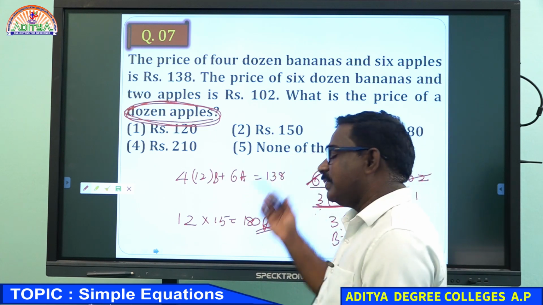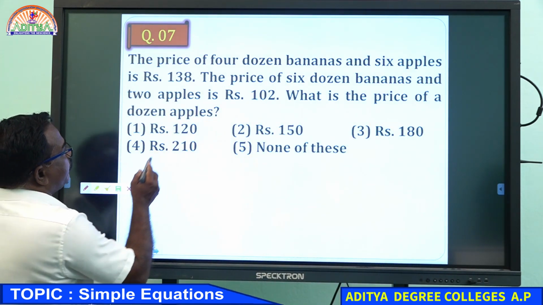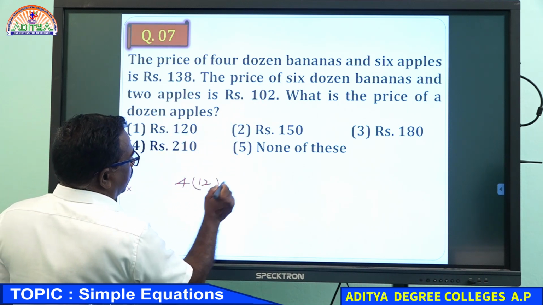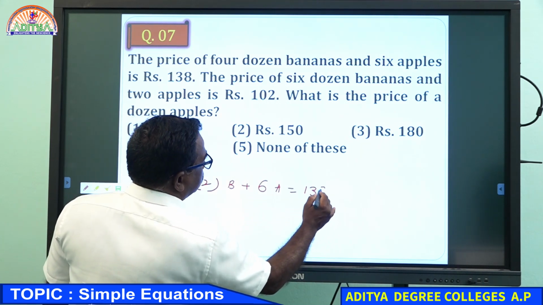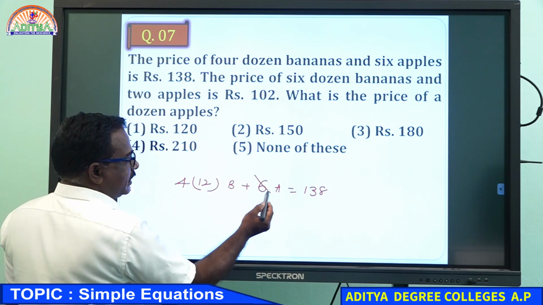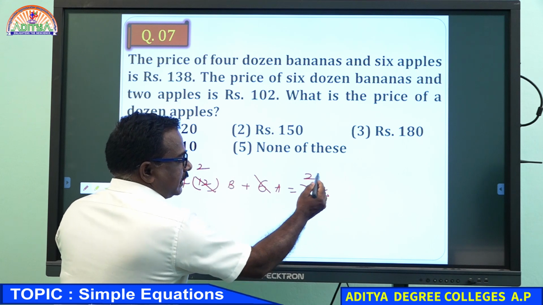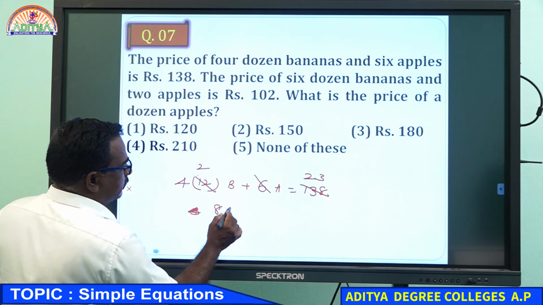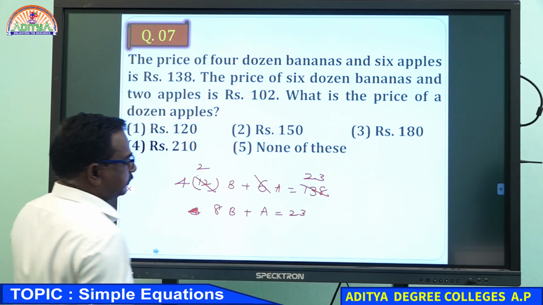We can take this equation also. Let me try, see now. Price of 4 dozen bananas plus 6 apples equal to 23, we can cancel 6. 6 1 time, 6 2 times, 6 3 times, 23. It means 4 2s, 8 bananas plus 1 apple equal to 23 rupees.